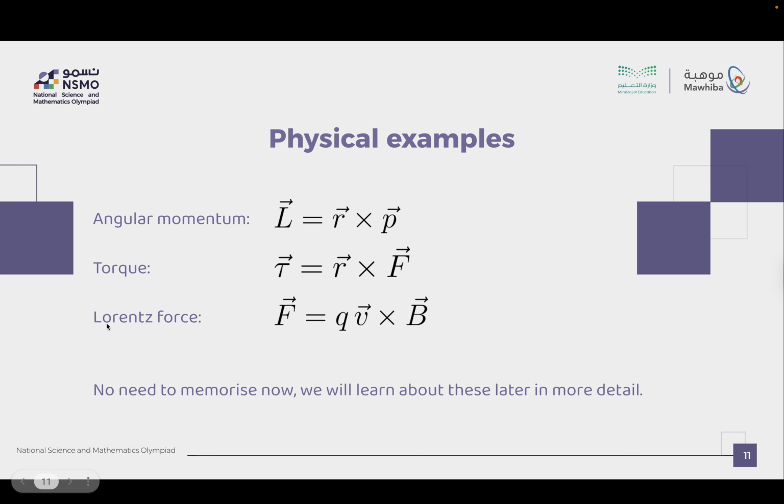And there is also the formula for the Lorentz force. This is the force acting on an electrically charged body in a magnetic field. Here, the Lorentz force can be expressed as Q, which is the electric charge, times v, which is the velocity of the object, cross B, which is the strength of the magnetic field.